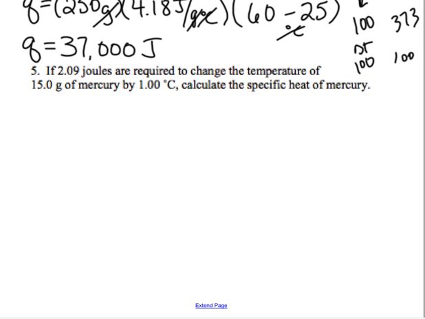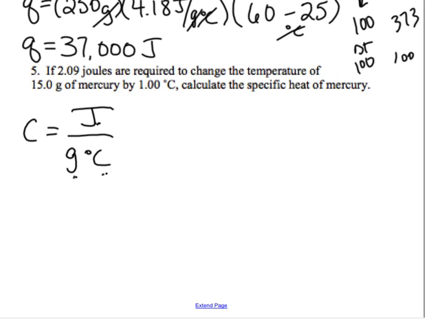If 2.09 joules are required to change the temperature of 15 grams of mercury by 1 degree Celsius, calculate the specific heat of mercury. Well, we can sit there and plug into Q equals mCΔT, and I'm fine with that, but let's talk about another way to do this because I love playing with units. Units are how I passed physics. The true definition of the units on specific heat is joules per gram degree Celsius. In words, specific heat is how much energy is required to raise a gram 1 degree Celsius.